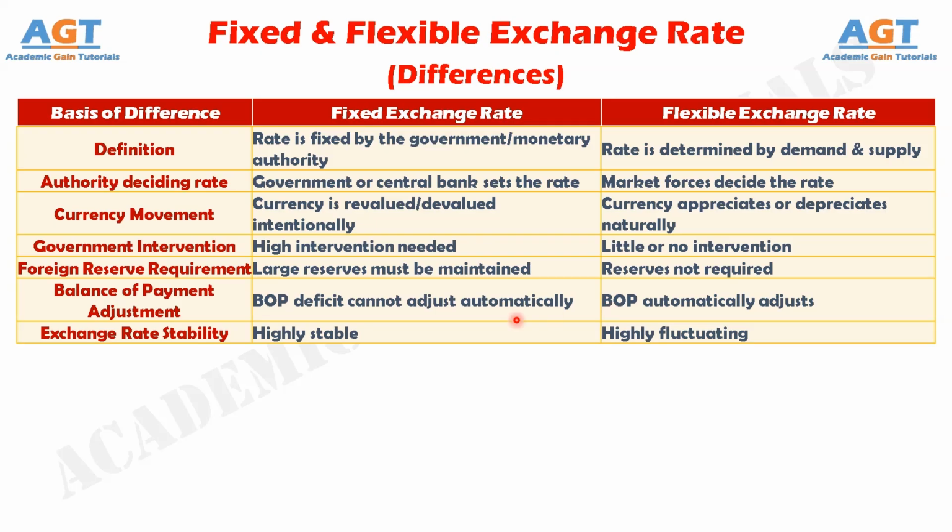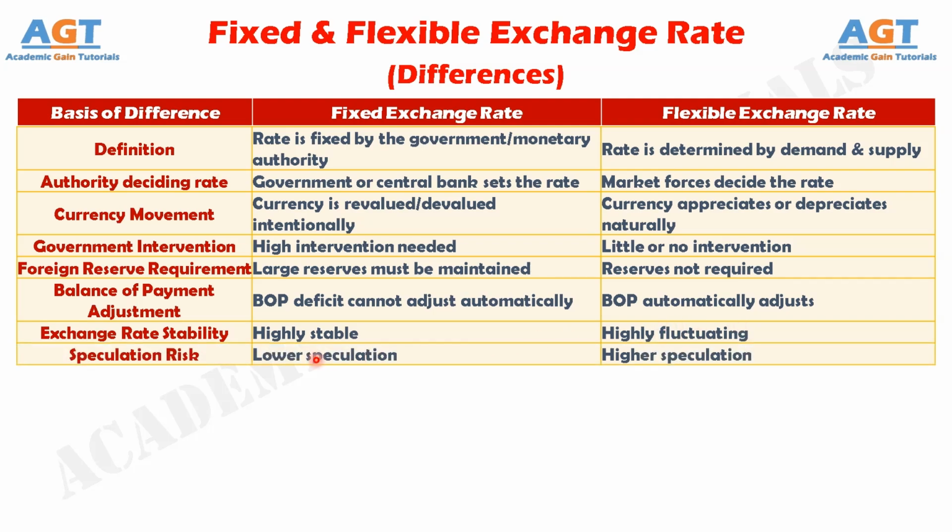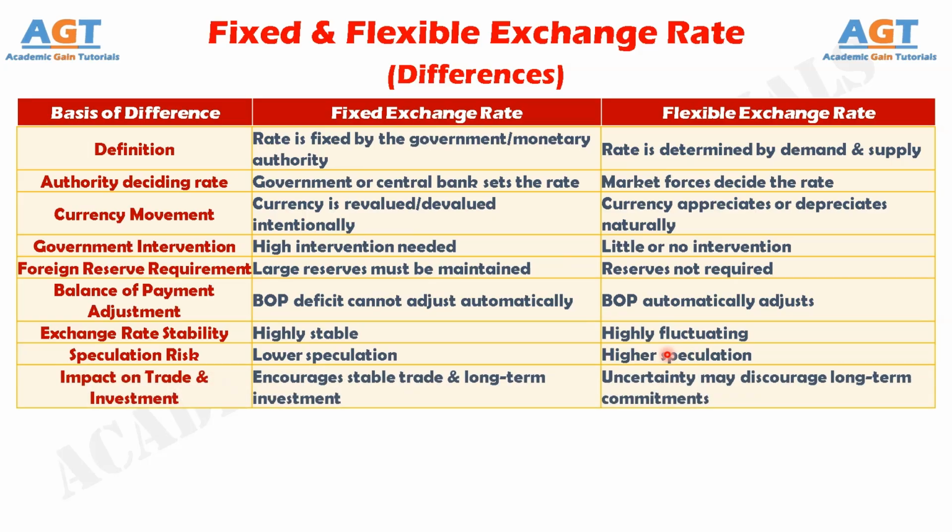Number 7. Fixed exchange rates ensure high stability, whereas flexible exchange rates tend to fluctuate frequently. Number 8. The risk of speculation is lower under fixed exchange rates, whereas speculation is more common under flexible rates due to constant fluctuations. Number 9. Fixed exchange rates encourage stable trade and long-term investment, whereas flexible rates may create uncertainty for investors.